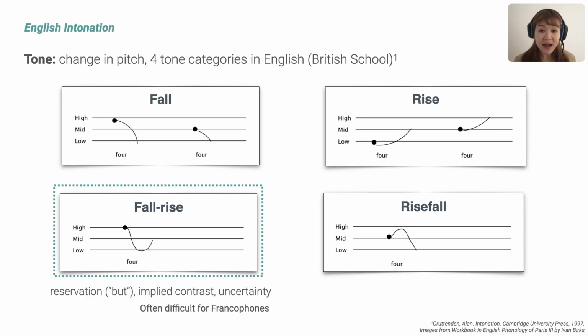So I had mentioned that our study focused on English intonation, and just to give you an overview of how English intonation is analyzed, according to the British school pioneered by Alan Cruttenden, we can actually categorize the melody of English into 4 different tones. So there's the fall, there's the rise, and in particular there's the fall-rise tone, which is quite tricky for non-native speakers because it's often used to express uncertainty, something that's not said, and oftentimes quite the opposite of what the literal words say. And this is especially difficult for native French speakers.